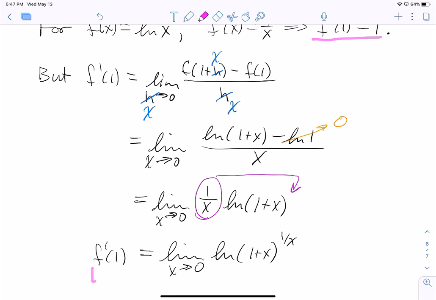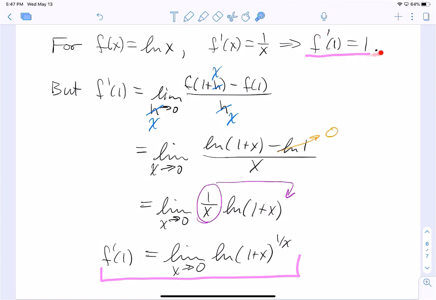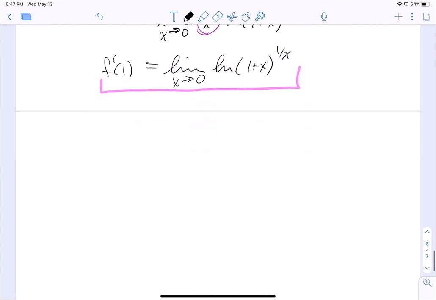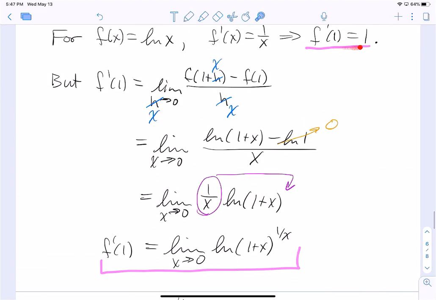You may recall, just a couple minutes ago, we developed a different expression for f'(1), and it was 1. Putting these two together, we can say that the limit as x approaches 0 of the natural log of (1 + x)^(1/x) is equal to 1, just by equating the two expressions that we have for f'(1).